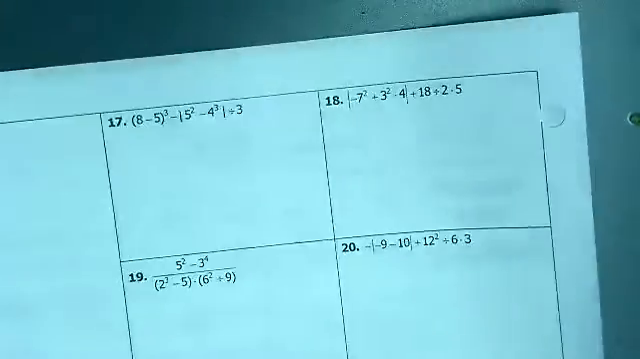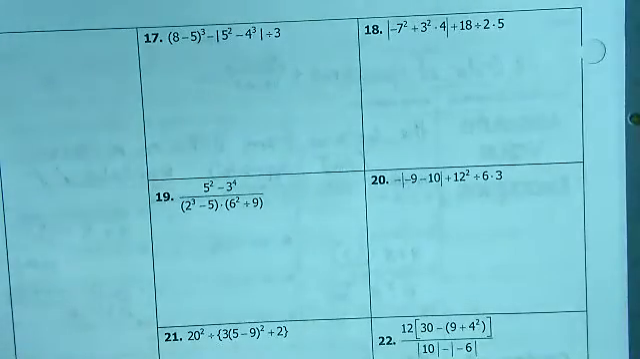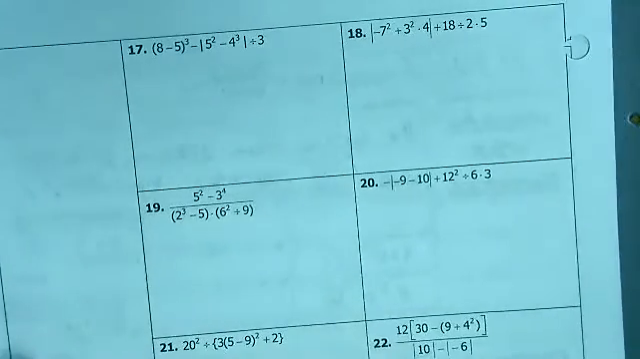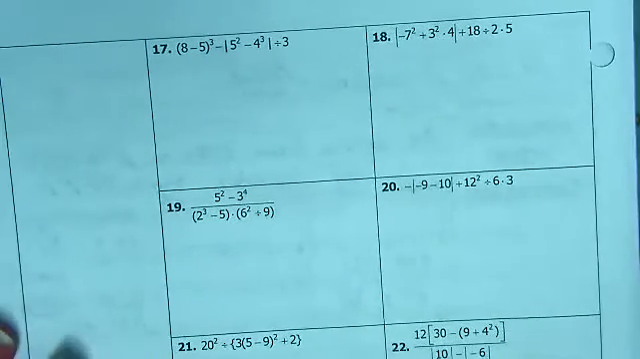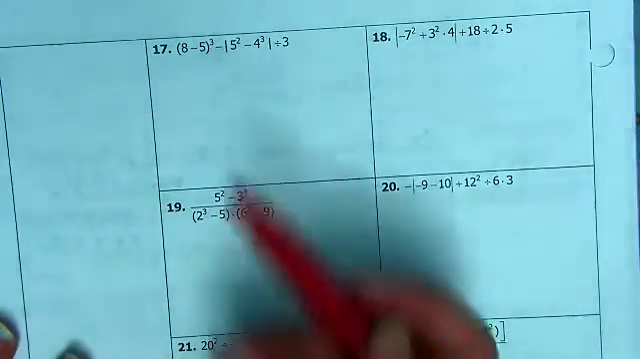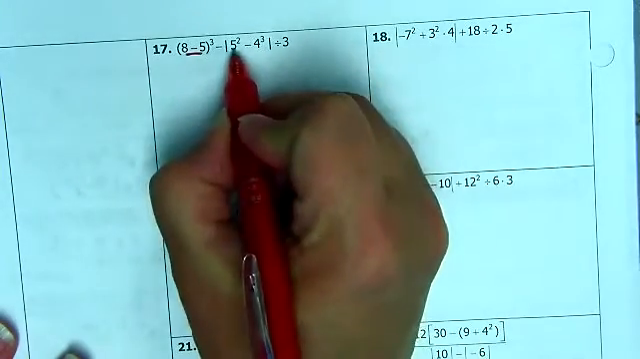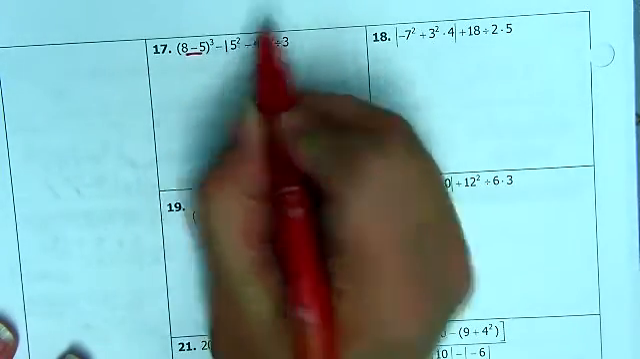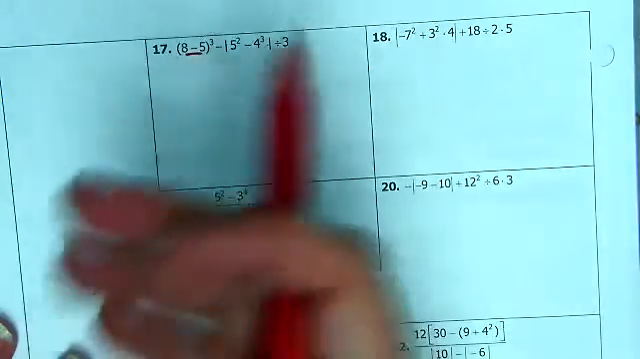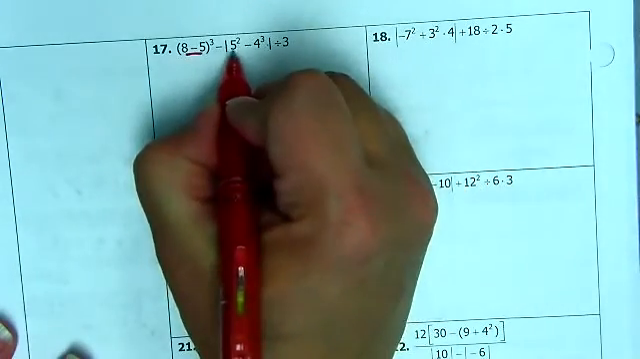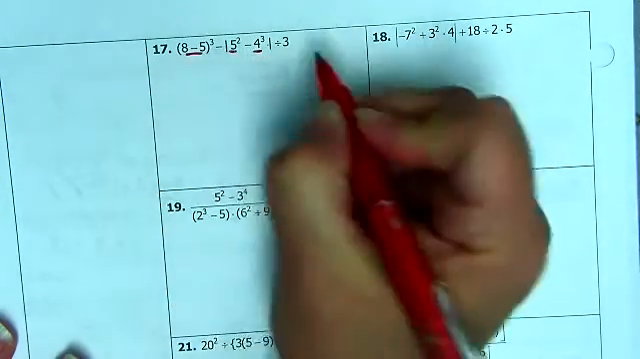This is going to be number 17. Here we go. So again, I'm looking for grouping symbols first. And when I look at this, I've got two sets. I have the 8 minus 5, which I can do, but then inside these absolute value symbols, I have to start PEMDAS again, or GEMDAS again. So I'm going to do the exponents inside of here.